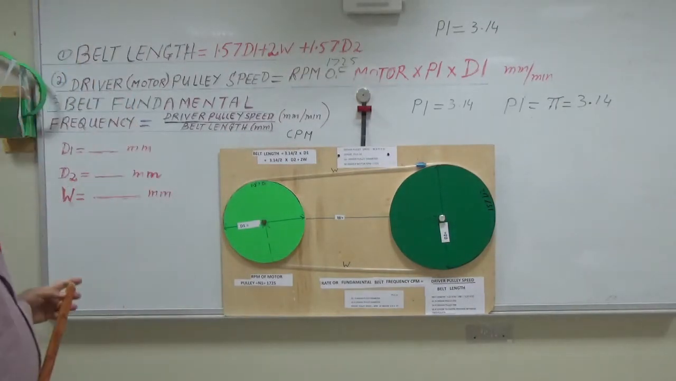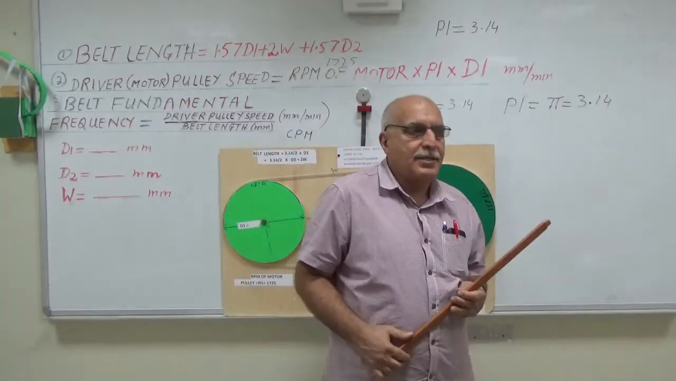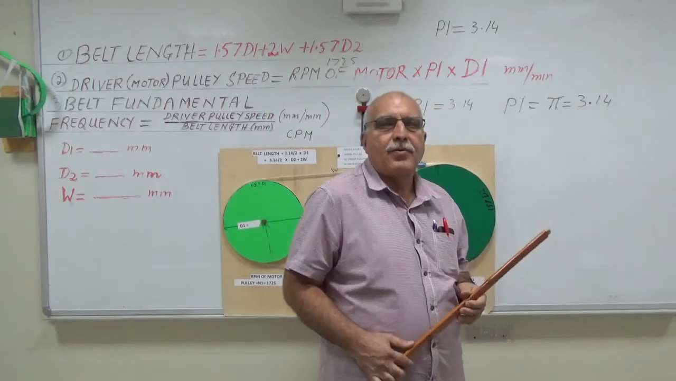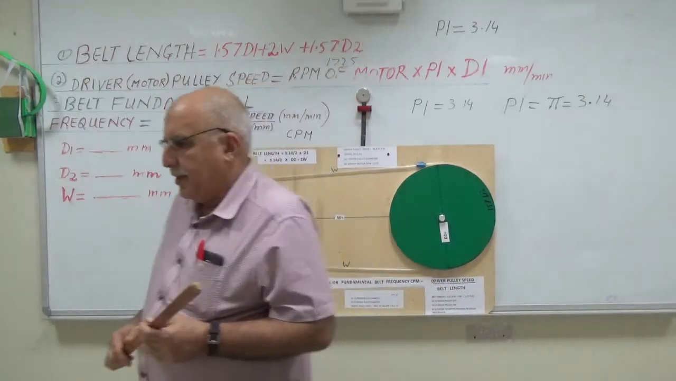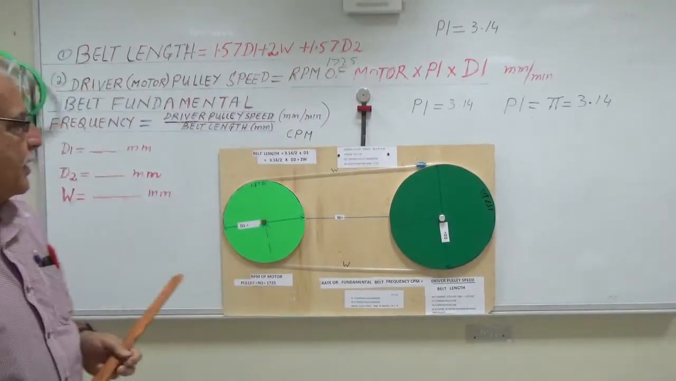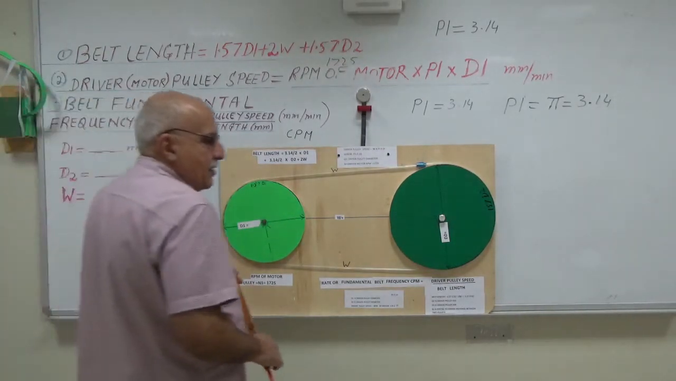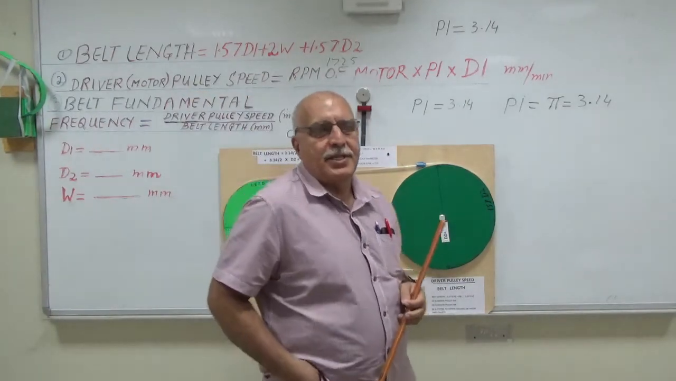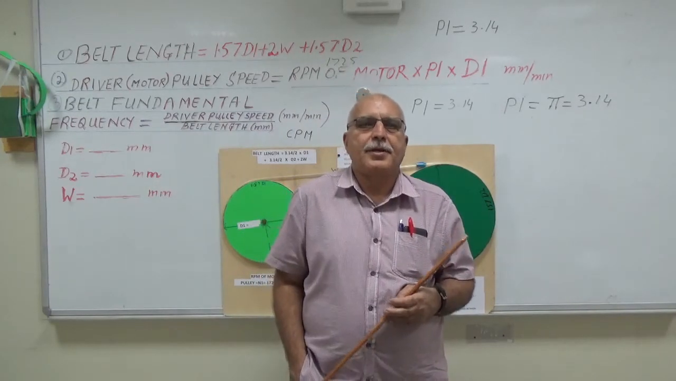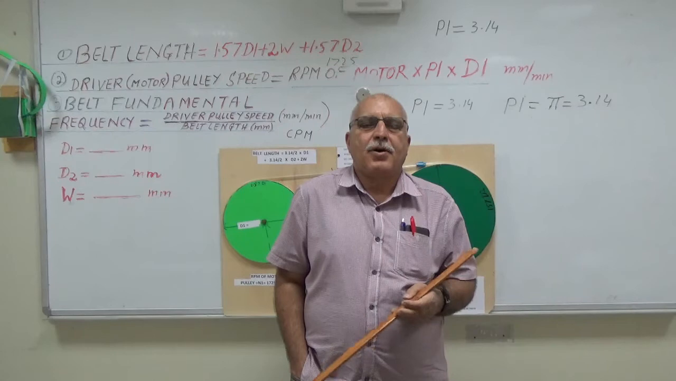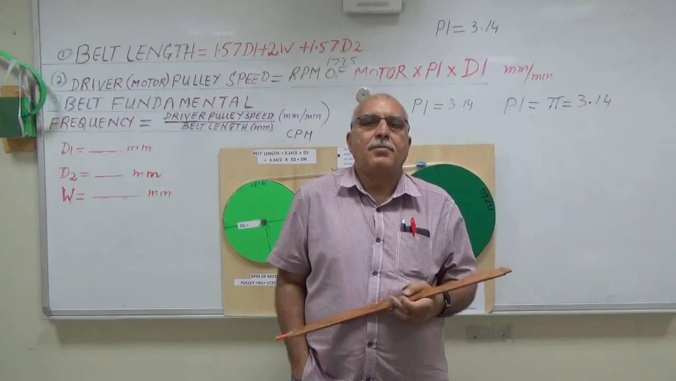So we want to find out, in case the belt is damaged, what frequency we will see in the spectrum. For that we have to calculate the belt fundamental frequency. This belt fundamental frequency is the frequency of vibration per round of belt.